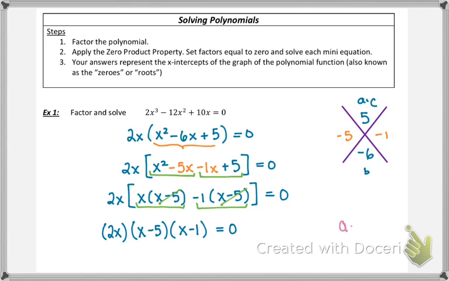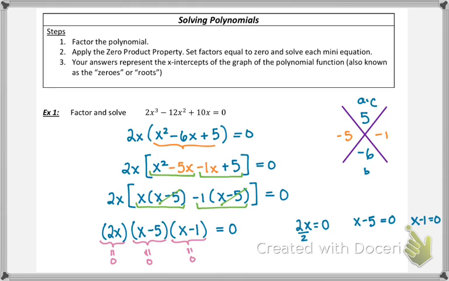So using the same property, I have three factors that multiply to give me 0. 2x, x minus 5, and x minus 1. In order for this to be true, one of these factors has to equal 0. And so we set them each equal to 0, and we solve each mini equation. Either 2x is 0, or x minus 5 is 0, or x minus 1 is 0.